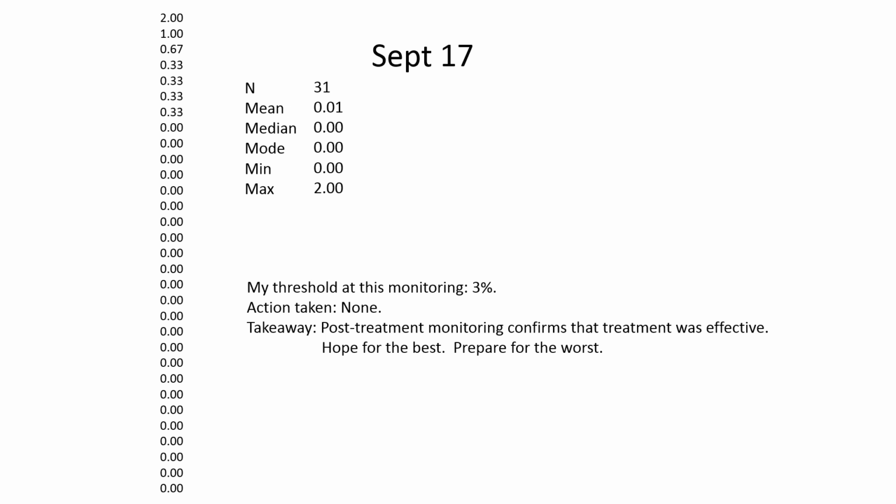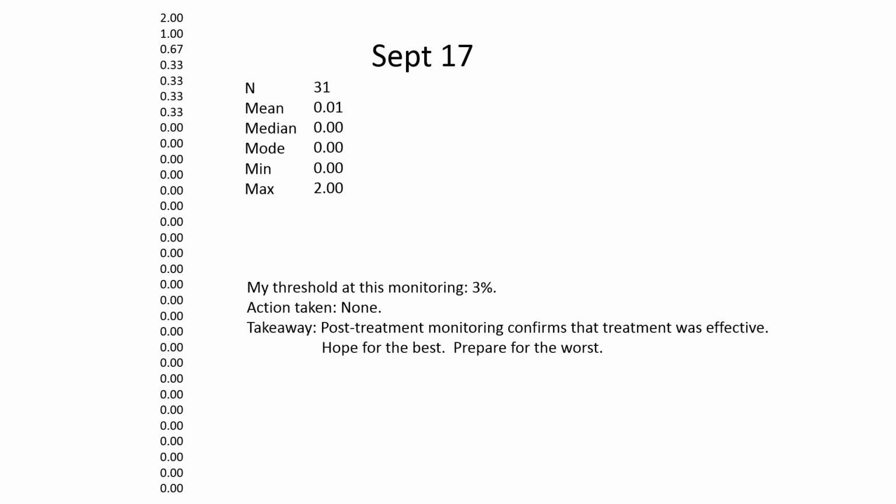So I think I have 24 colonies with no mites. I had 1 at 2%, 1 at 1%, and several at less than 1%. Very pleased. Post-treatment monitoring confirms that the treatment was effective.